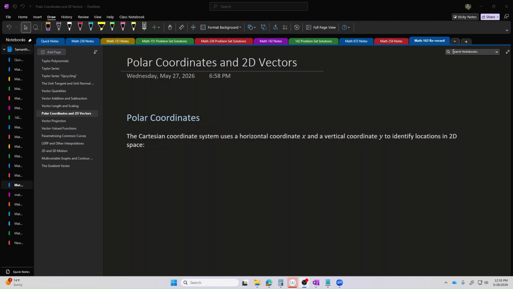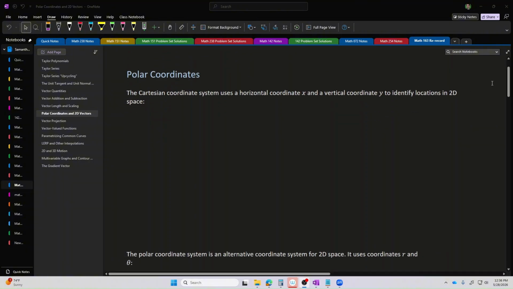In this video, we're going to review the polar coordinate system from pre-calculus. We're going to use it later today. We will also be using polar coordinates several weeks from now when we talk about what's called the cylindrical coordinate system, which is an alternative coordinate system for three-dimensional space.